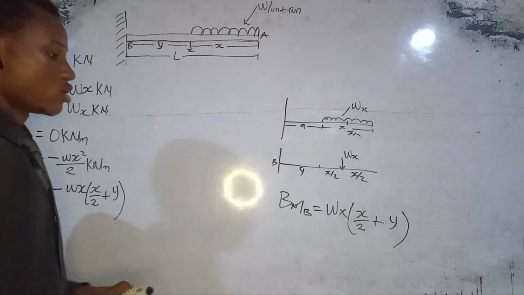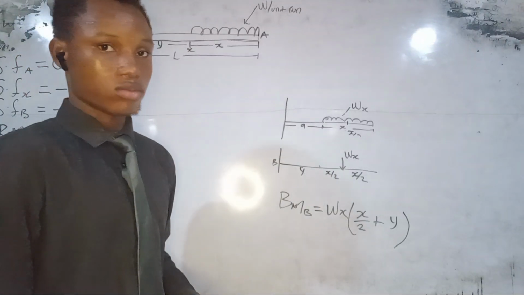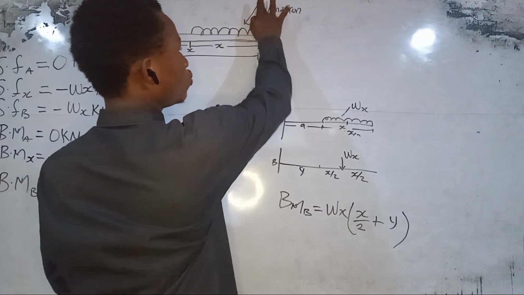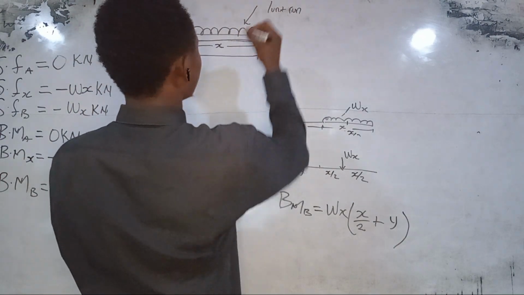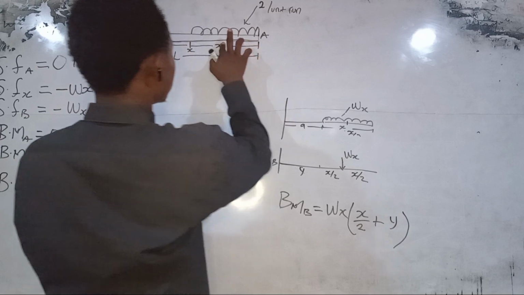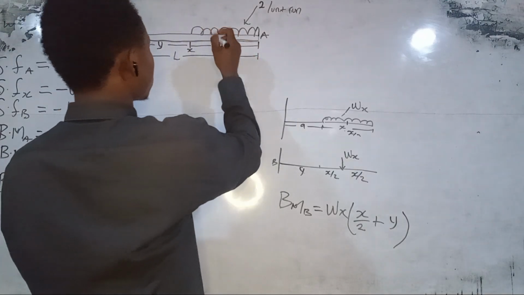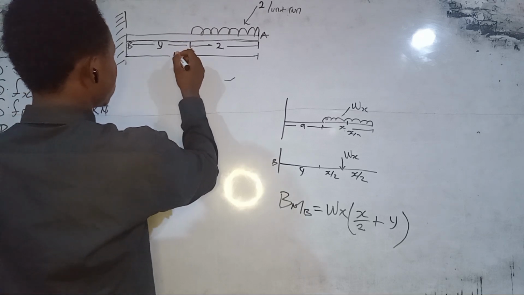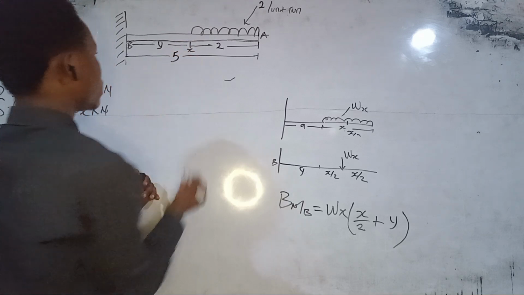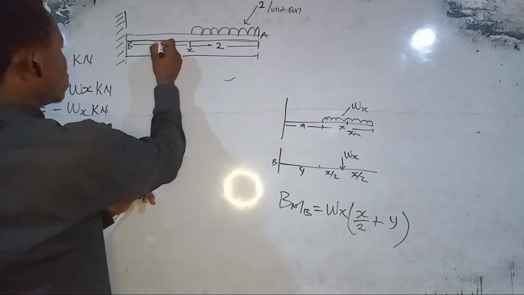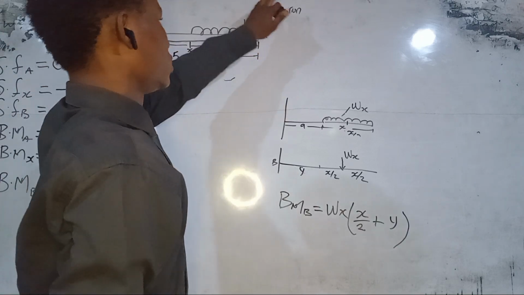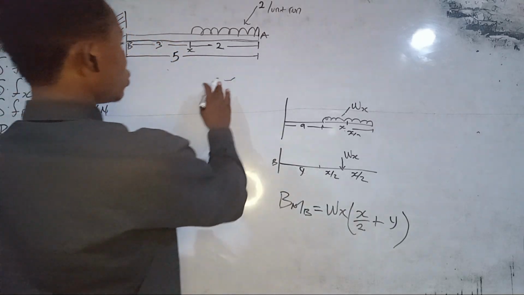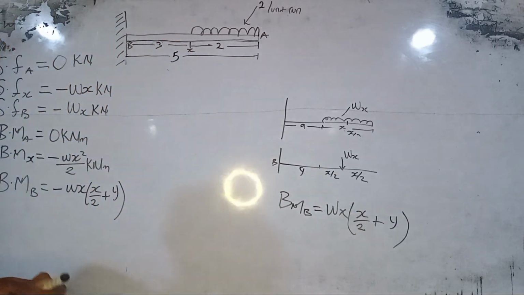Now this is the formula. So now let us impute some real values in there. Let's say that our kilonewton per meter load here is 2, this span is 2, and our total distance is 5. So here will be 3. We have 2, 3, 5. Then we have our 2 kilonewton per meter run. So now this is what we are given right here.